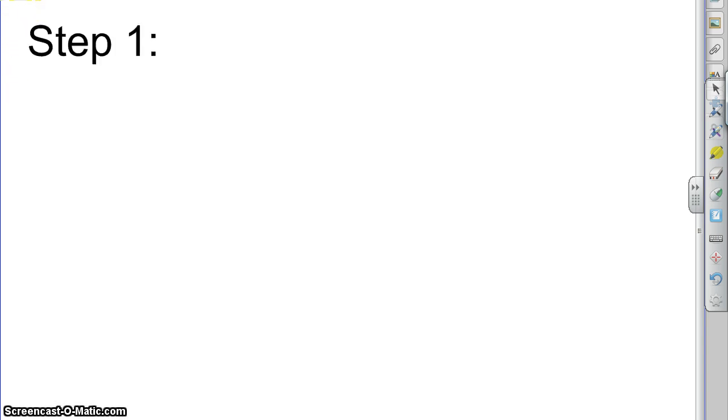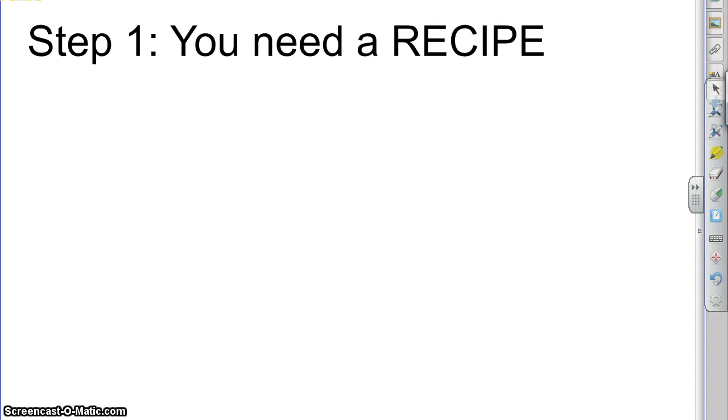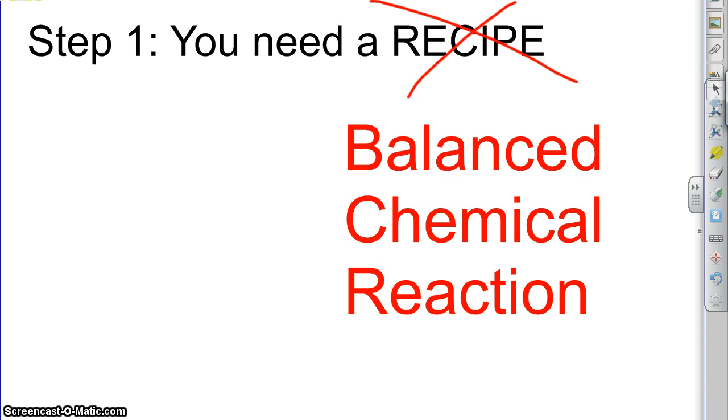Step 1. Well, in the grilled cheese lesson, the first thing we needed was a recipe. So, in a chemical situation, you're not going to call it a recipe anymore. You're going to need a balanced chemical reaction. So, what we'll see is these steps are exactly the same, but with little changes here and there. Instead of a recipe, we now need a balanced chemical reaction. That is our new recipe.